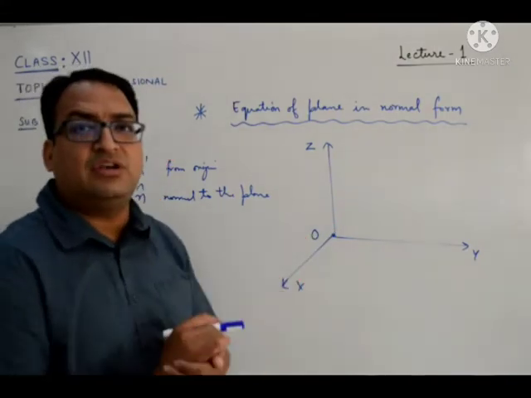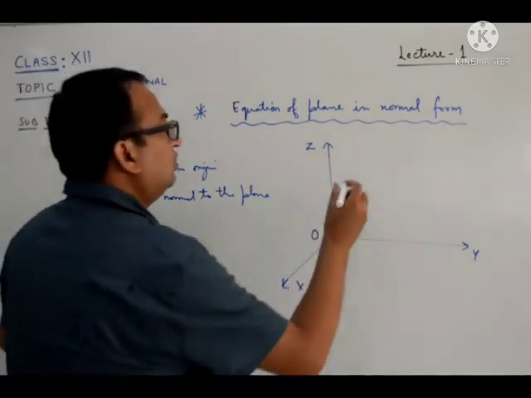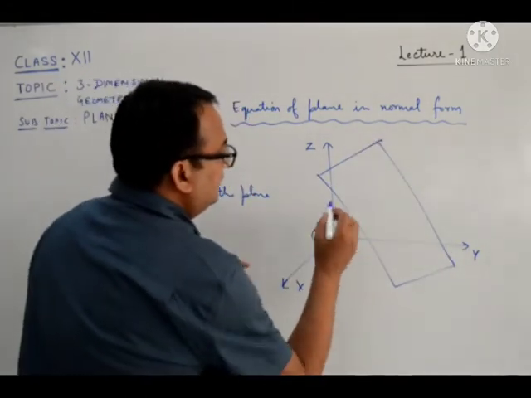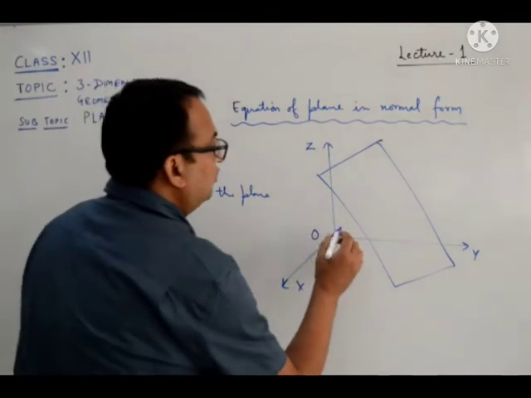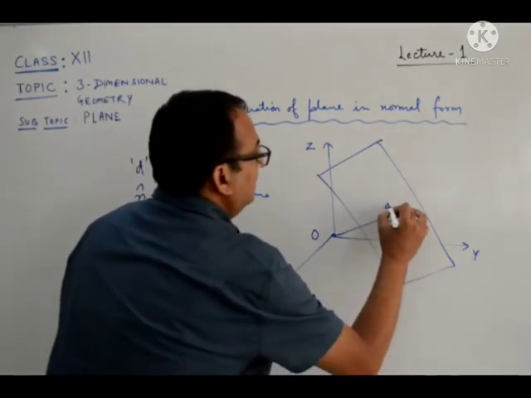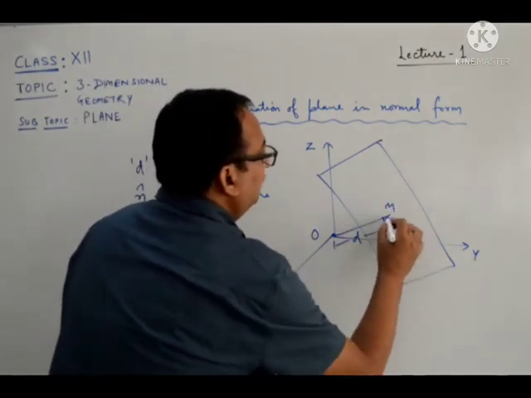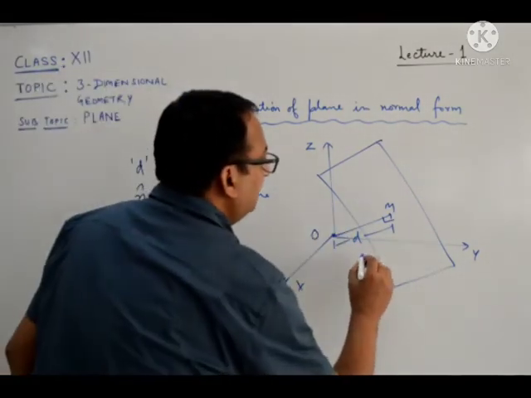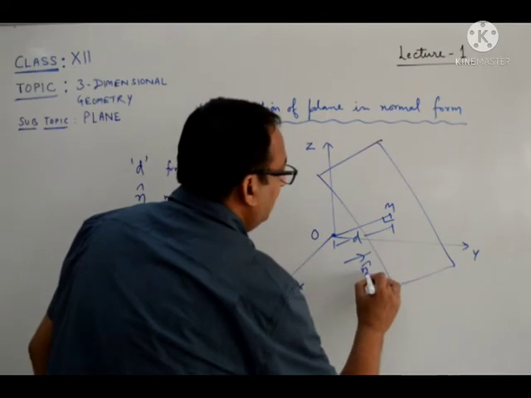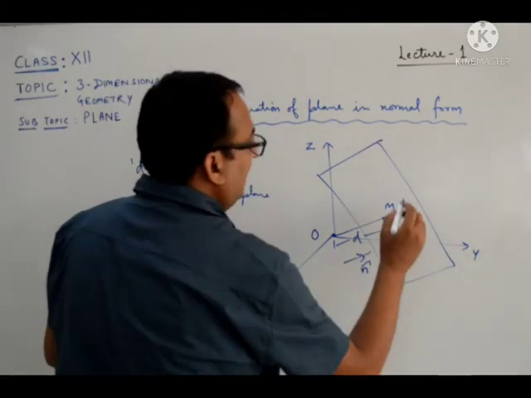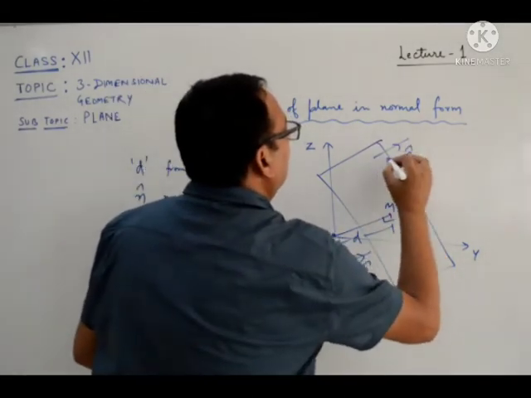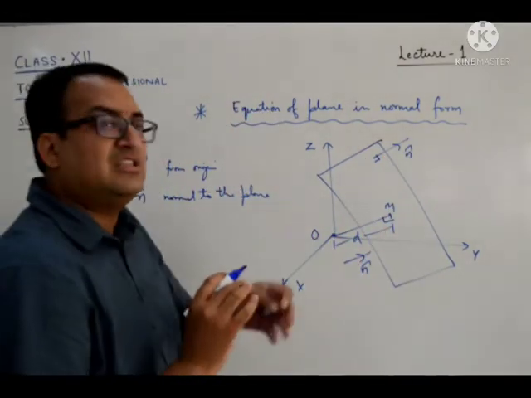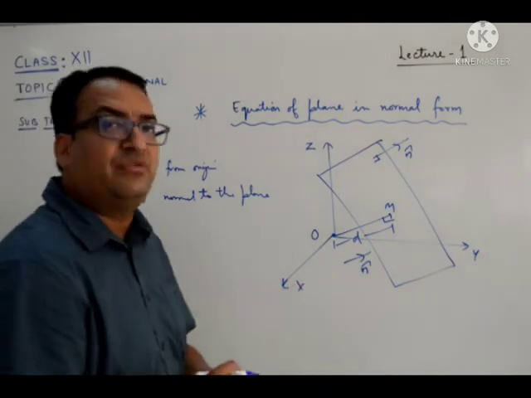Now we will try to find the equation of such a plane. The two things given to us are the distance of the origin from the plane, so let OM be the distance d of the plane from the origin, and the direction n cap, which is normal to the plane. So these two things fix the plane in space. Now we will try to find its equation.